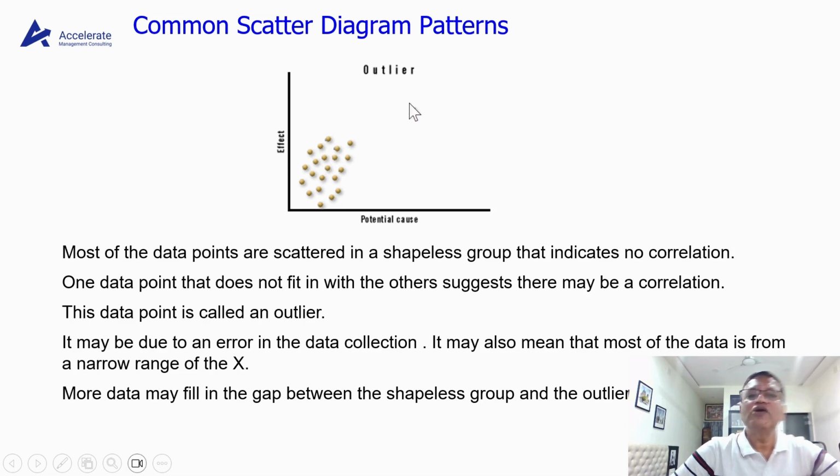This kind of pattern also shows an outlier. If there are one or two outliers, you can exclude those and then re-plot the scatter plot to see the pattern. Sometimes it may be due to an error in data collection, or it may also be that that particular point has a special cause. So you have to eliminate that in order to identify the true pattern and the relationship between the X and Y.